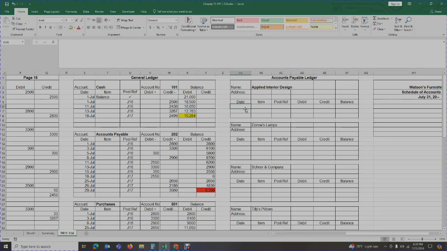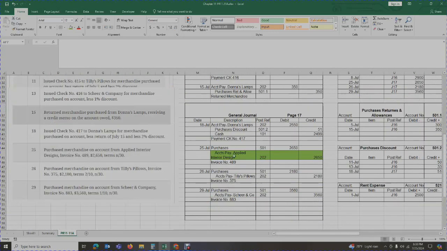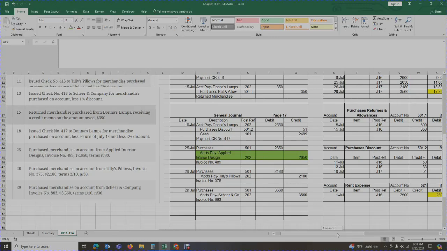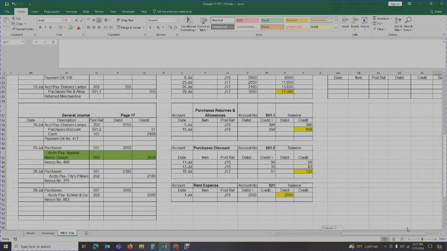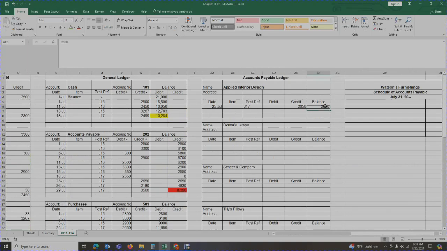So when did we make this purchase? We made the purchase on July the 25th, from Journal 17. And it was a credit of $2,650. So the balance is $2,650. Where am I locating that information? From down here, a credit of $2,650, and we only had one transaction where we made one purchase from Applied Interior Design. So that is it. Let me highlight these green, and let me highlight this one green, that way we know that we need to match them.